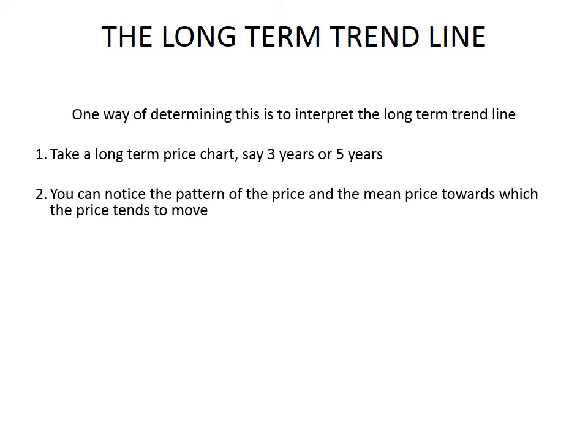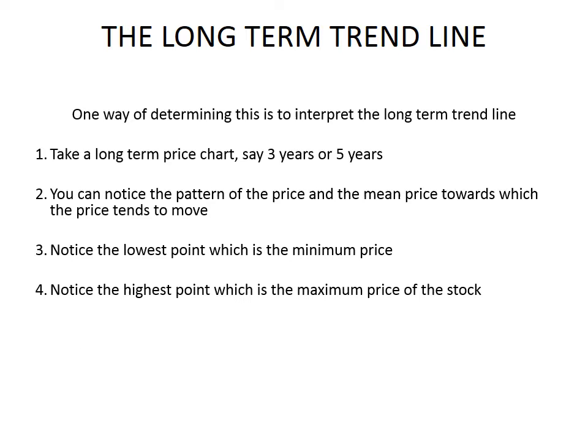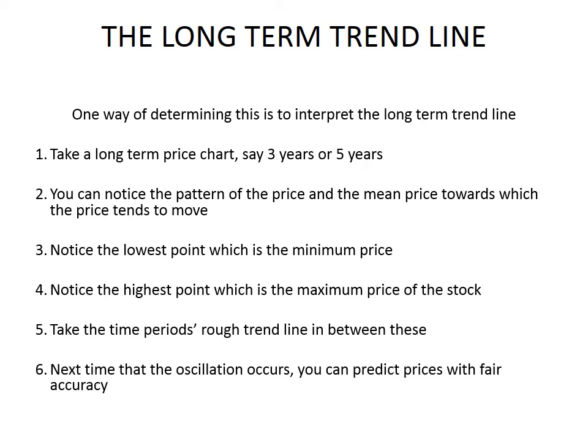Then you can draw a pattern of the price and mean price. There will be certain patterns and movements of the prices and mean prices. From here you notice the lowest point that the stock has reached, which is the minimum price. Then next notice the highest point, which is the maximum price of the stock. Now between these 2 years draw a rough trend line, and next time that the oscillation occurs, you can predict with fair accuracy when the price will return to normal and which direction the price is going to move.